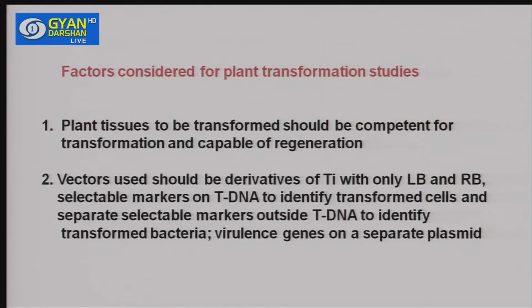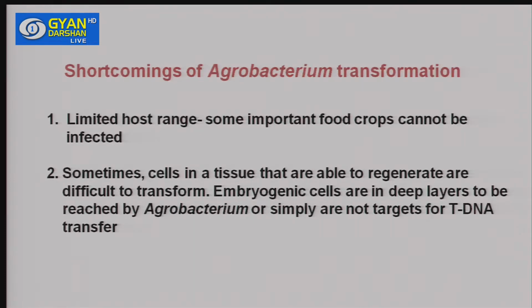What are the important factors that need to be considered? The plant tissue that you are transforming has to be competent. It should be a healthy plant tissue. It should not have abnormality. It should not be diseased. Number 2, the vectors should be derivatives of Ti with only left border and right border, and they should have selectable markers because you have to undergo antibiotic selection. It should have the origin of replication like any other vector.